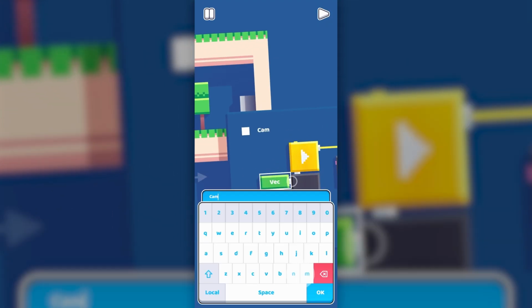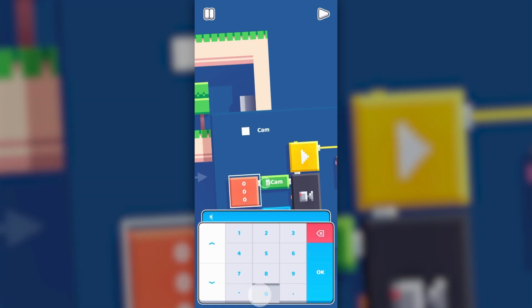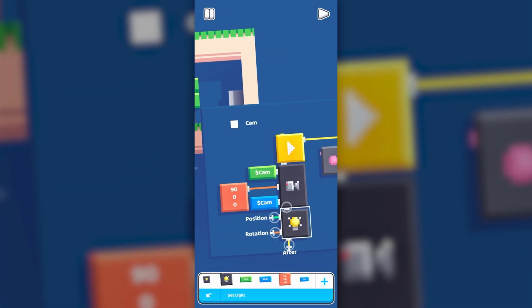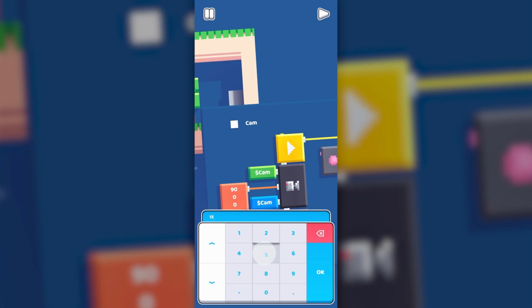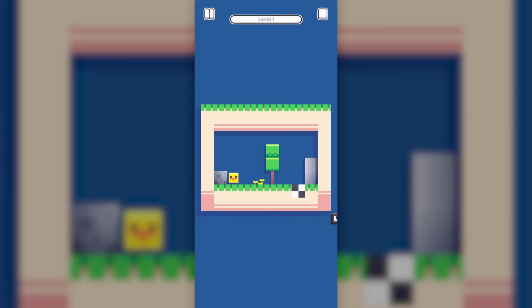Next, let's set up the camera with our variables. For the rotation, keep it at 90 in the x-axis to get a top-down view. Let's also adjust the shadows. When we press play, we can see that it works.